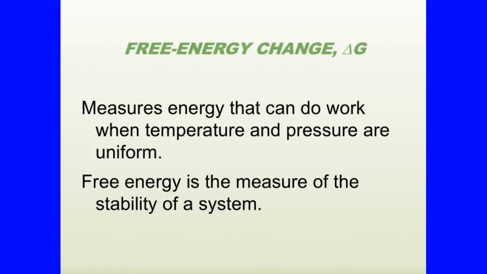So when we're talking about these chemical equations occurring, how can we measure how much free energy is a result of that reaction occurring? That's what we call the delta G, or the change of free energy. That's what this symbol stands for right here. It's going to measure the energy that can do work when the temperature and pressure are uniform. Also, free energy is the measure of the stability of a system.